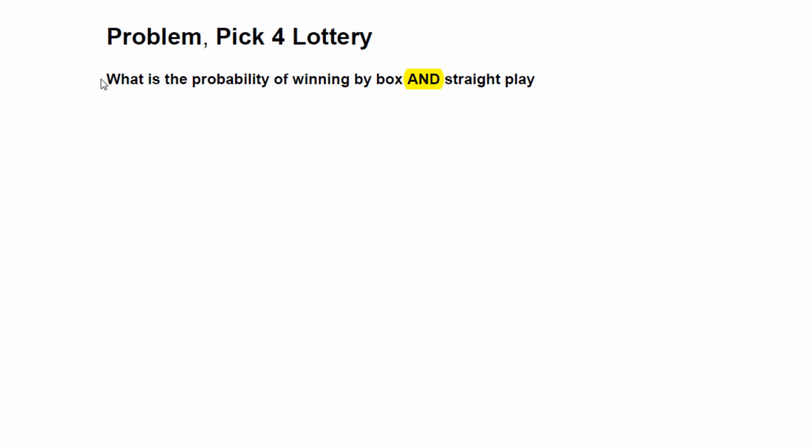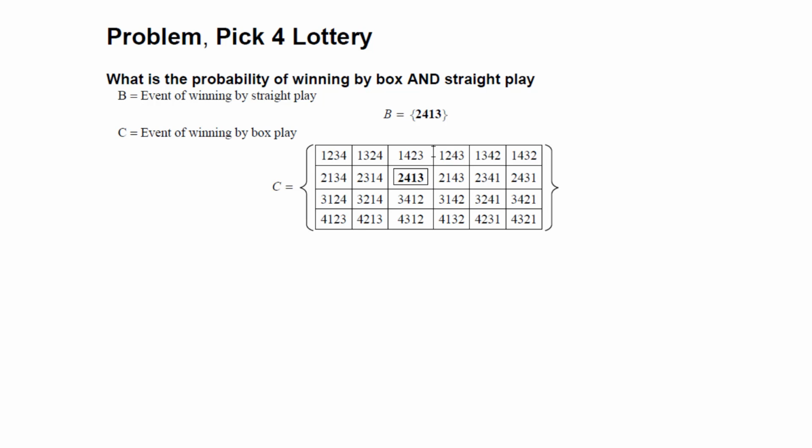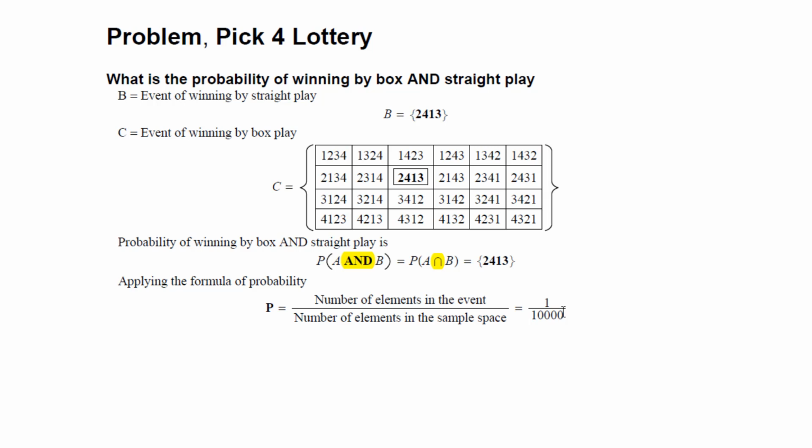What is the probability of winning by box and straight play at the same time? Let's assume we are playing these 4 different digits as a straight play. These different digits can also be arranged in 24 ways using a box play. Now we have 2 events, the event B and the event C, and we need to win them both. So their intersection is going to give us only 1 element, and the probability is going to be 1 divided by all possible outcomes, which is 10,000.